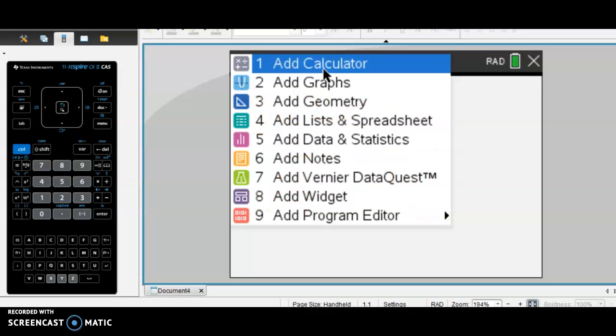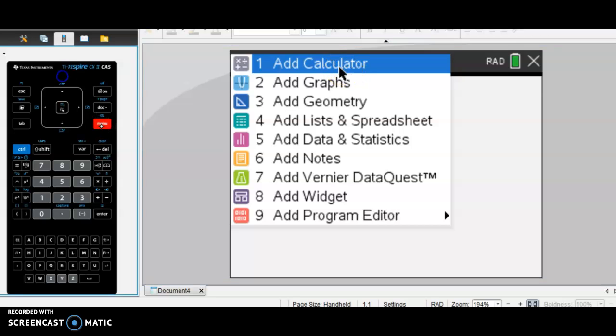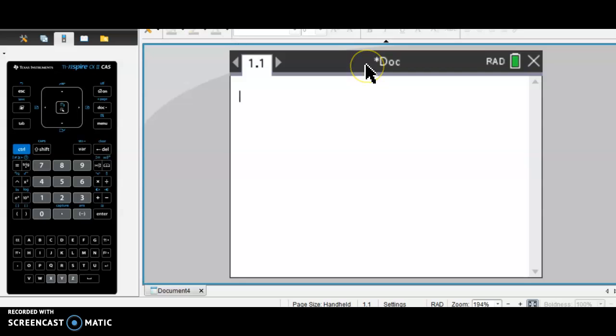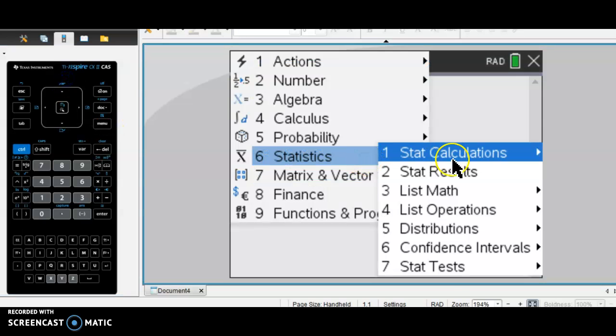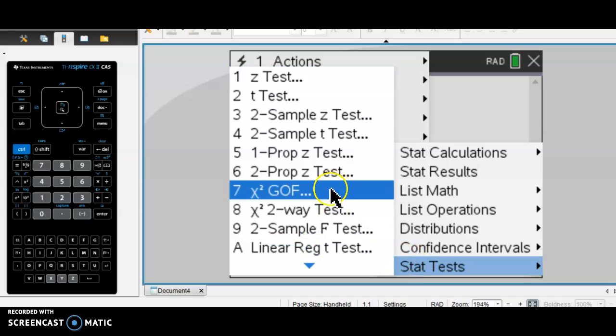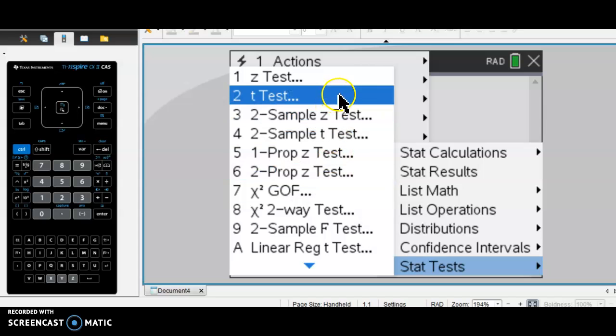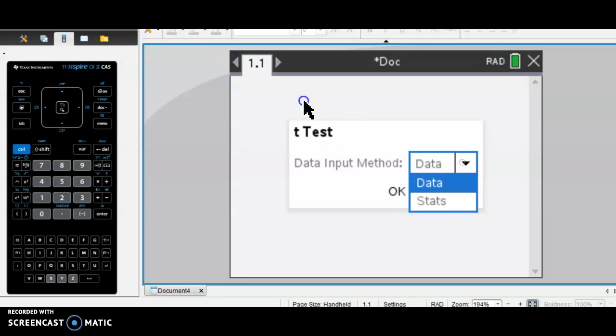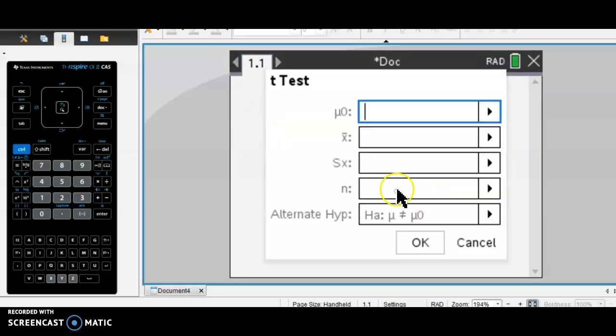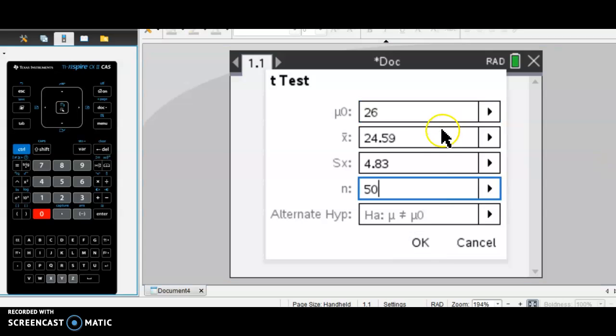So let's go ahead and use a calculator. This is on the Inspire calculator. We're going to add a calculator, menu, statistics, and we want stat test because we're running a hypothesis test. This particular one, we called a one-sample t-test for means. On the Inspire, it's simply listed as a t-test. We want to input stats, hit OK, and here's all the relevant information that we just went over. I'll go ahead and input that. So here's our relevant information. You can check over that if you'd like.